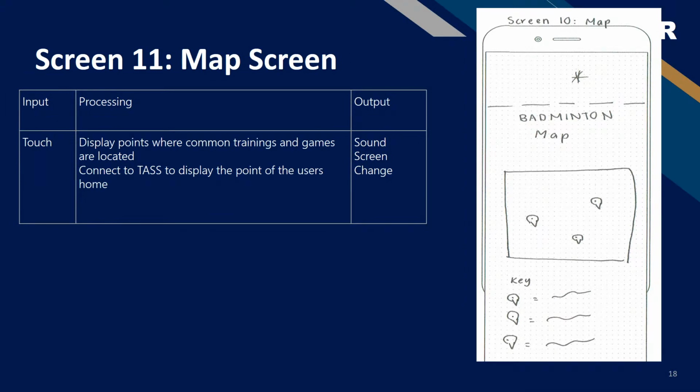This screen includes a map displaying key points that are relevant to the activity, including trainings, competitions, and the home of the user. Below the map is a key of what each point represents. Whilst the screen is loading, the application displayed the points where common trainings and games were located in the map, and then connected to TAS to display the point of where the user lived.